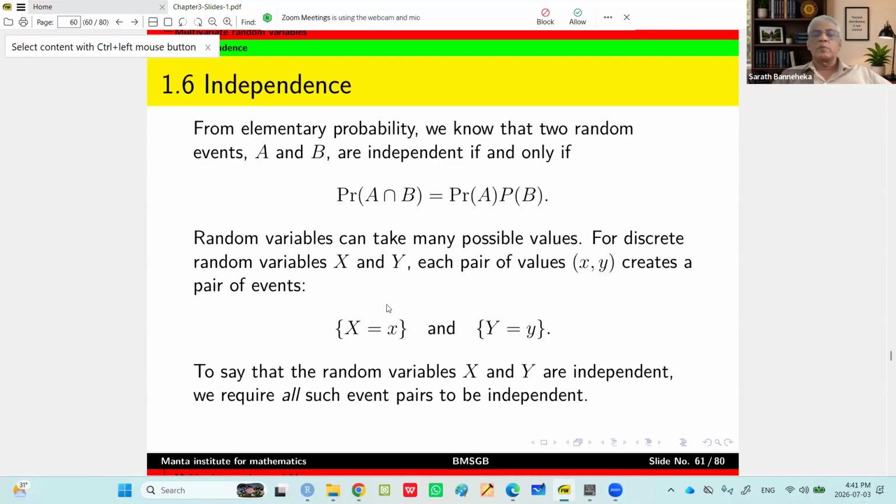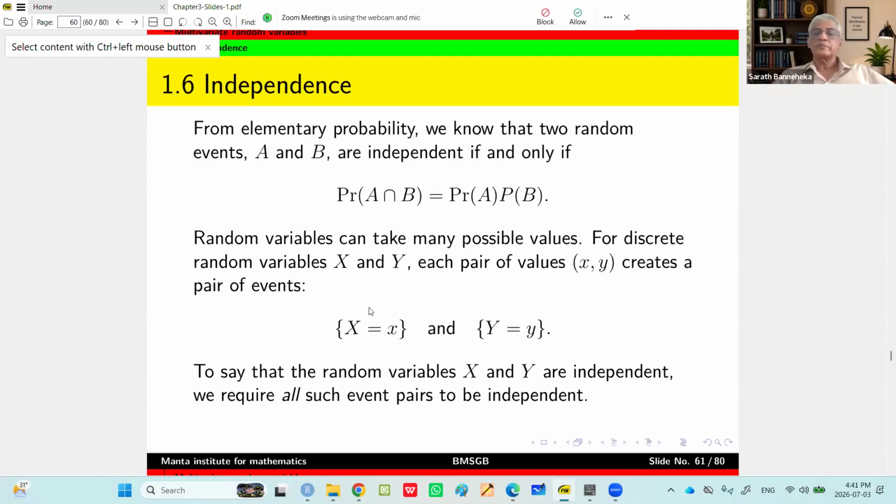So for the moment, let us fix a simple x value and a simple y value. Consider the event capital X equal to that given x and capital Y equal to that given y. If this condition is satisfied for these two events, then we can take another x and another y and check this condition for those. If the condition is satisfied for all possible x's and y's, then we would say that random variables X and Y are independent.